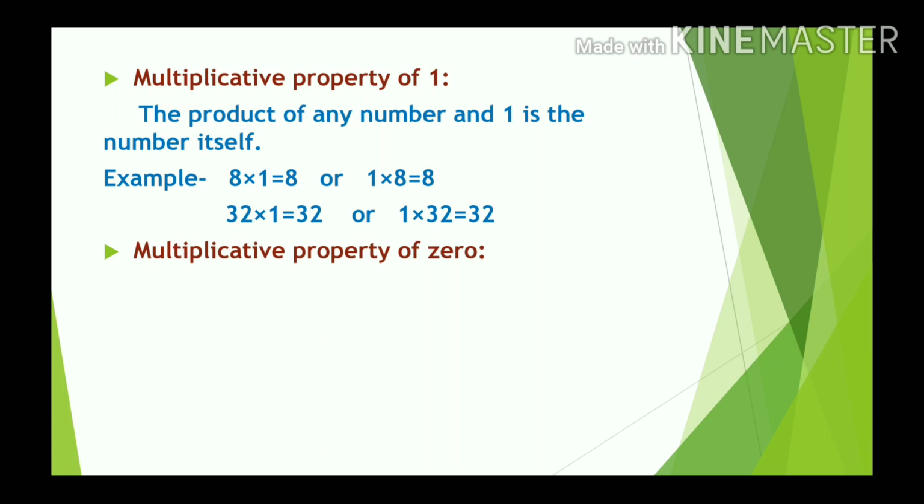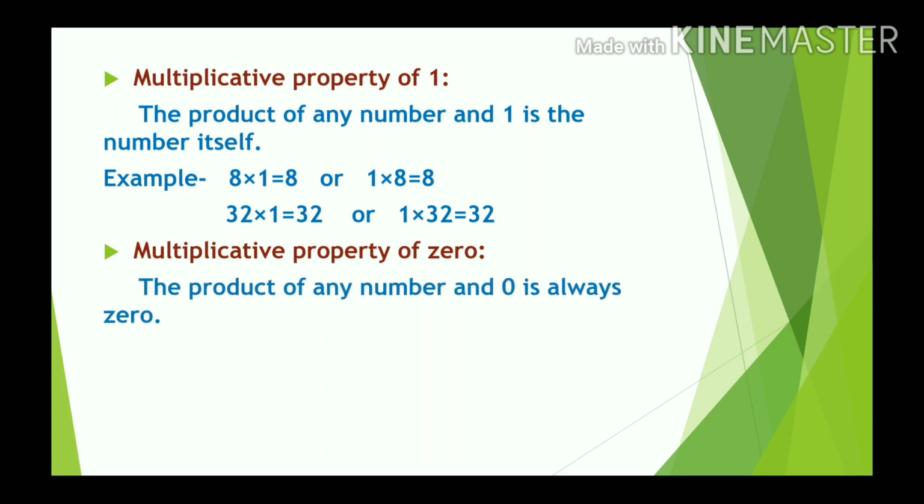The multiplicative property of 0. The product of any number and 0 is always 0, which means if you multiply any number by 0, you will get 0 always. For example, 6 multiply 0 is equal to 0, or 0 multiply 6 is also equal to 0. We can see with another number. If 28 is multiplied by 0, you will get 0, or if you multiply 0 into 28, then also you will get 0. So this is called multiplicative property of 0.